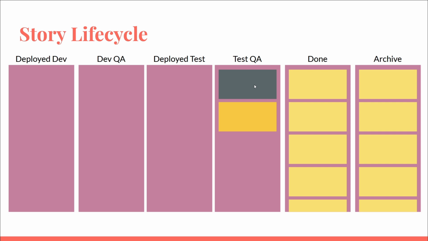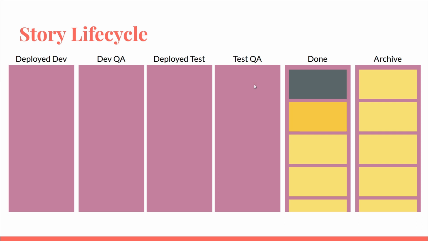Okay, so Shannon and Clara are both done. They've QA'd it. They say it's good. Okay, let's deploy to prod. Boom, and now we're done. Those two issues were deployed to prod. They are now in production. Our users can use them. And then finally at the end, we see the archive.